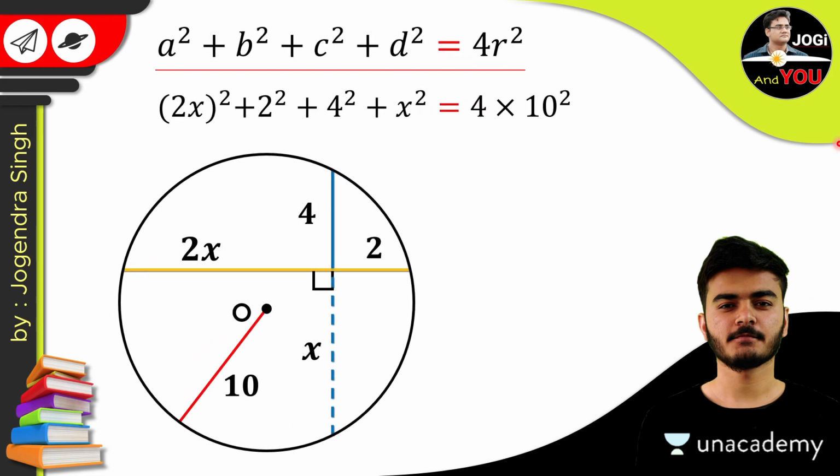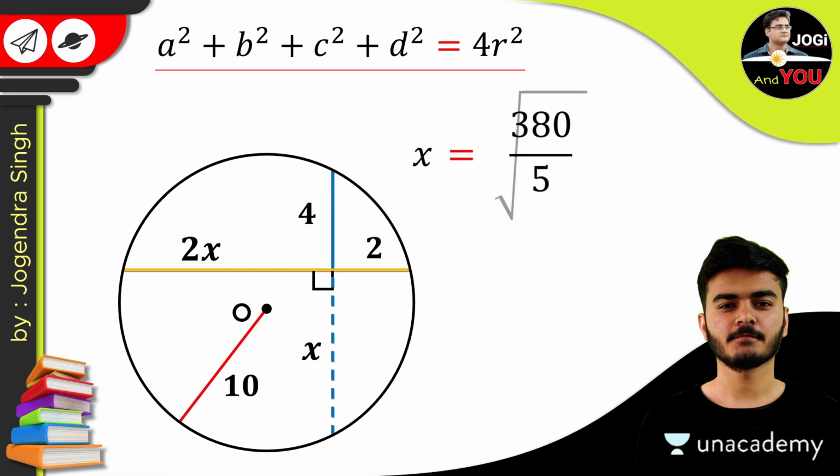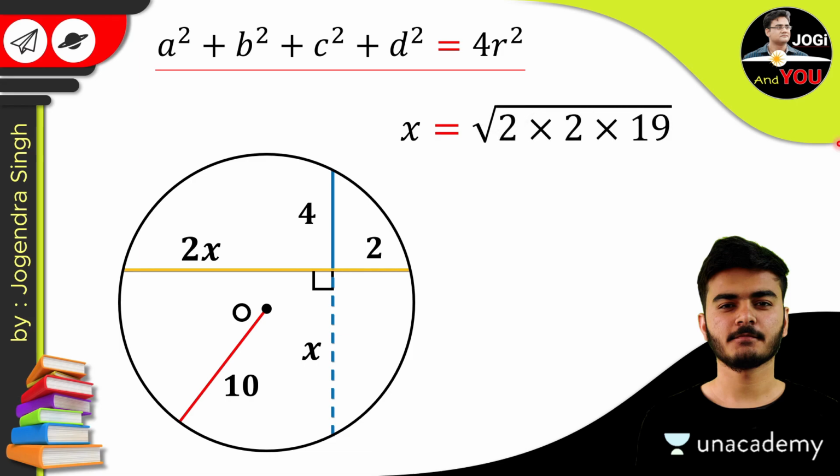So we got this, and after solving we got this. And again after solving we have 5x square equals 380. Transfer 5 to the right side and take the root on both sides. We have root of 380 upon 5. Then x equals root of 76. After factoring we have 2 into 2 into 19, so the value of x is 2 root 19.